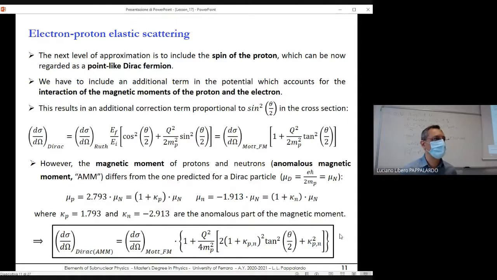So the cross-section is becoming at each step more and more complicated and less approximated, of course. Clearly, which approximation makes sense depends on the energy scale of your process. If you are at very low energy, then the Rutherford cross-section is perfect to describe your data. If you increase energy, it is not sufficient anymore.